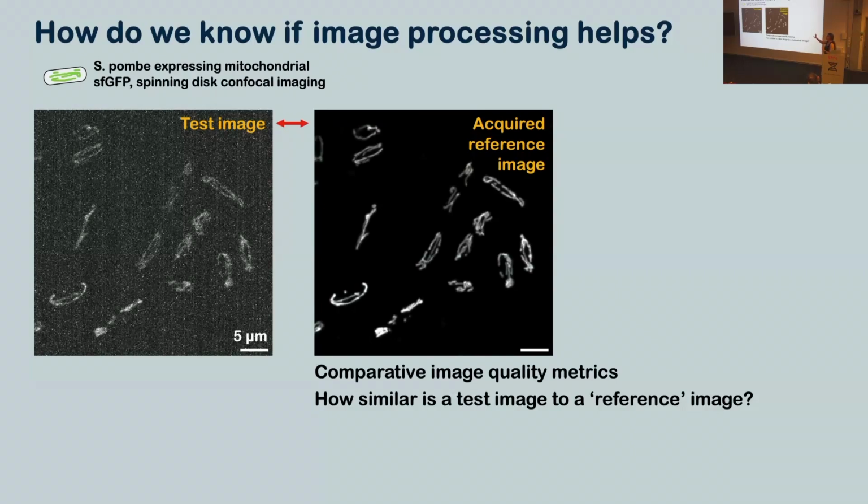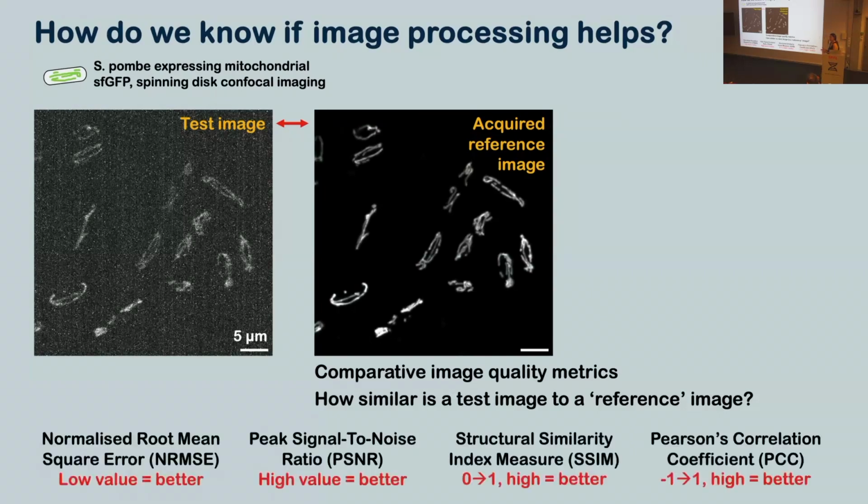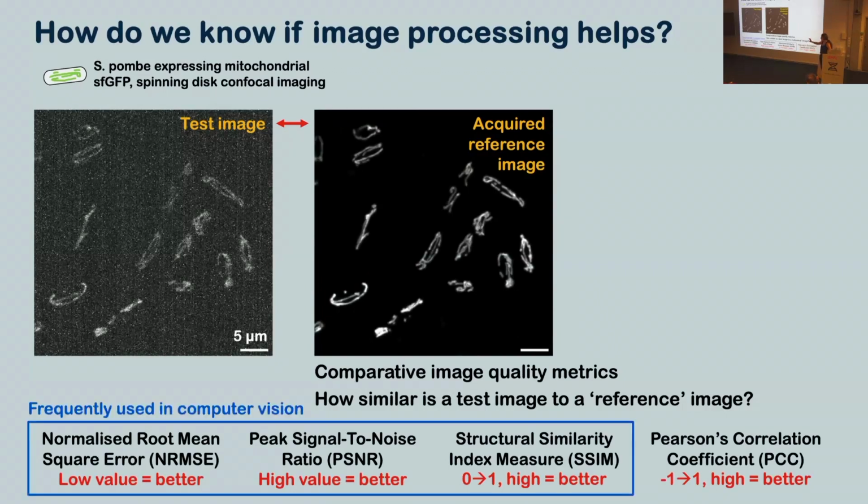But let's say we wanted to measure the quality of an image. This is how we do it. We compare it to some kind of reference image. And the metrics that we normally use for this are things like normalized root mean square error, peak signal to noise ratio, the structural similarity index measure, and Pearson's correlation coefficient, a whole host more acronyms. And these ones in particular that are used very often in the literature, we've stolen from computer vision. Pearson's correlation, that's statistics, but these guys we've stolen from computer vision. So if we use those, we can say, right, this is the quality of our test image.